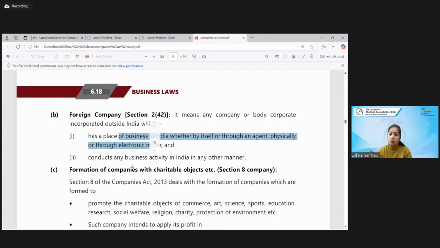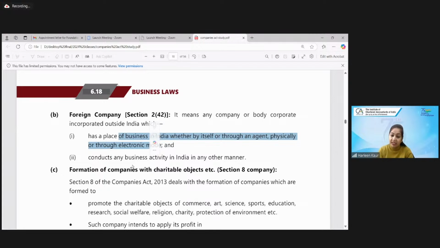Here you simply need to remember it is a company which is incorporated outside India. So I incorporated a company in Singapore and I have a place of business in Delhi. Then it is a foreign company. But if I have formed a company in Singapore and I have a place of business in Singapore only, it has nothing to do in India, then it is not a foreign company. If you have formed any company which is incorporated outside India, but place of business in India, how is that place of business?